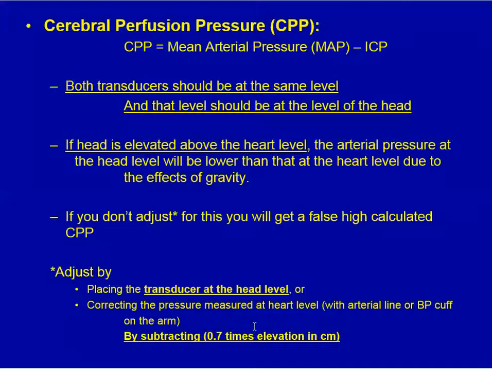If the head is elevated above the heart, the arterial pressure in the head will be lower than that at the heart level. And if you don't adjust for this, you will get a false high calculated cerebral perfusion pressure. This error is adjusted by either placing the transducer at head level or correcting the pressure measured at heart level to the estimated pressure at the head level by subtracting 7/10 times the elevation in centimeters.